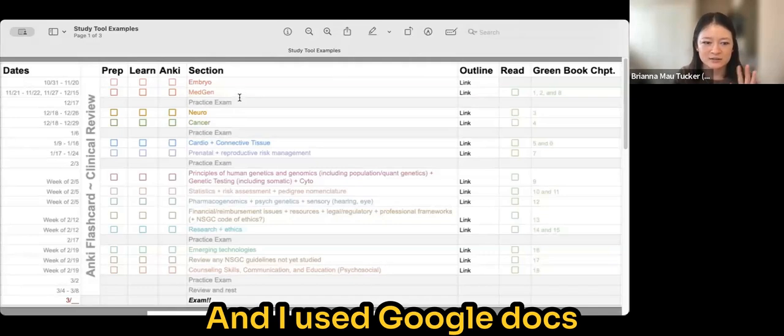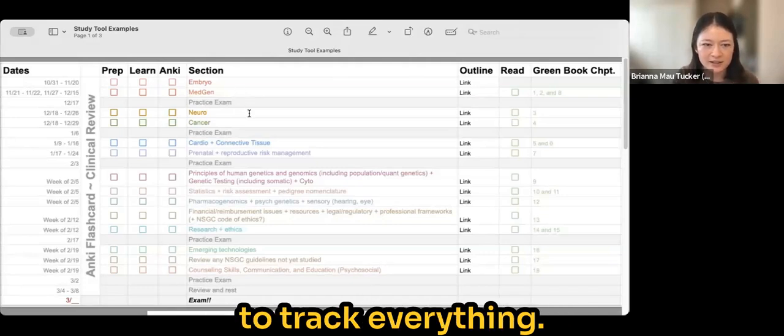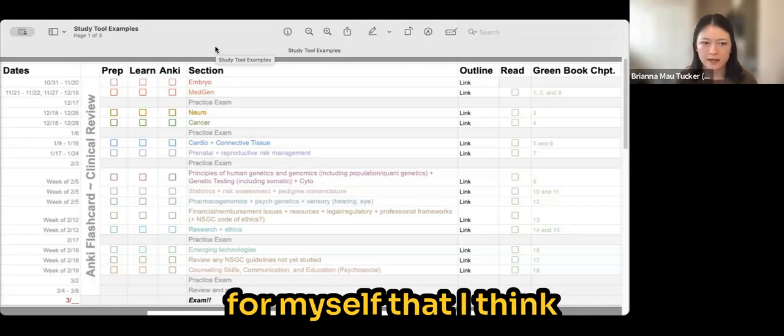and I used Google Docs to track everything. Built-in spaced repetition, which is like an approach to using flashcards that helps you retain the information over a long period of time. I created an approach for myself that I think really worked for me.